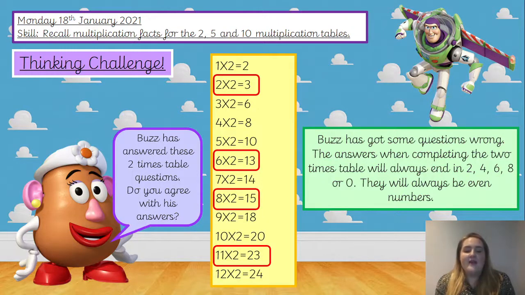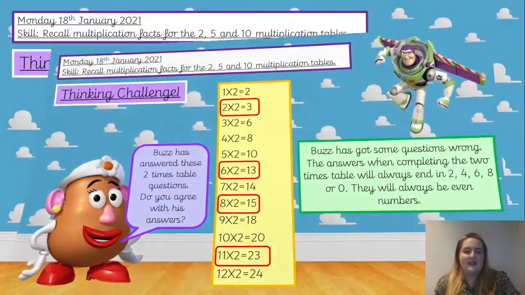Lastly then, we've got 11 times 2 equals 23. And again, we know that's not the right answer. It's not an even number, 23, is it? And it isn't ending in 2, 4, 6, 8 or 0. So what's the right answer? What should it be? 11 times 2. Tell the person next to you. Okay, well done. 11 times 2 should be 22. So we should have 22 as that answer. Okay, well done. Really good spotting there, you two.